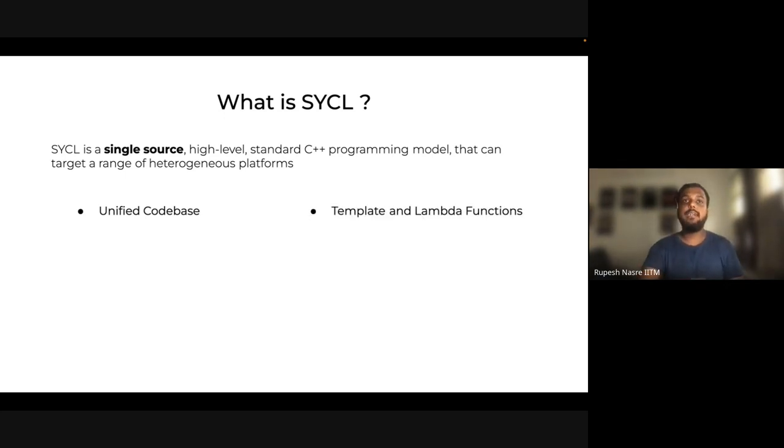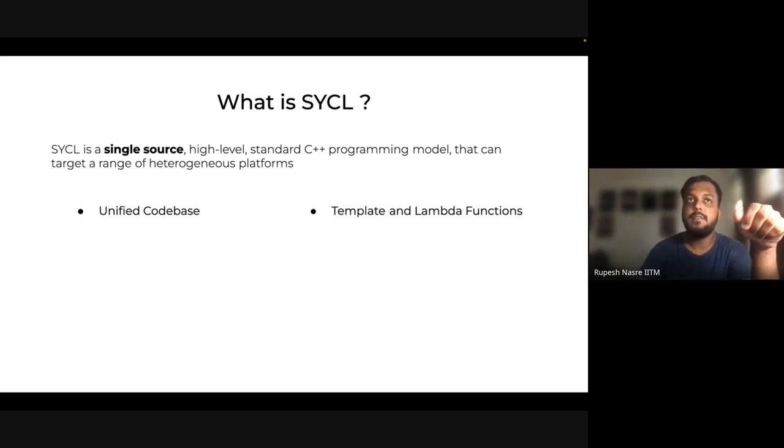The second thing is templates and lambda functions. Sycl allows the developer to define kernels. What is a kernel? A kernel is basically a function which can be executed in parallel by many threads. So Sycl allows the developer to define kernels as lambda functions or functors inside the main application.